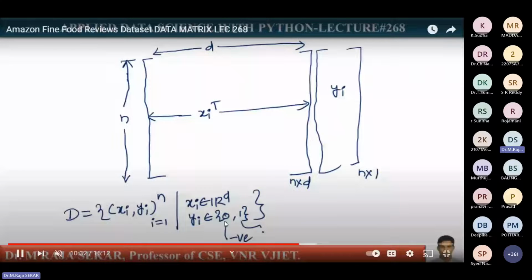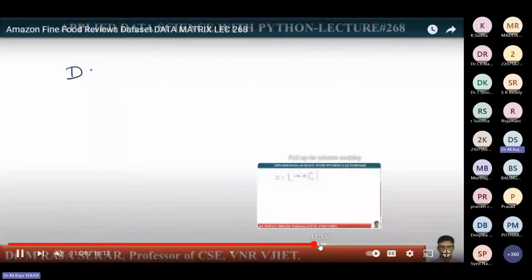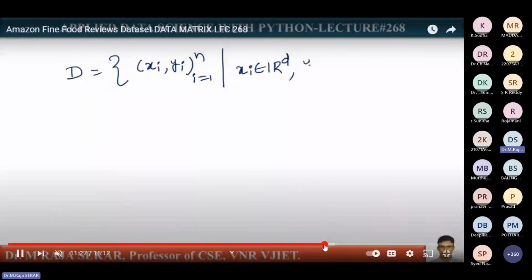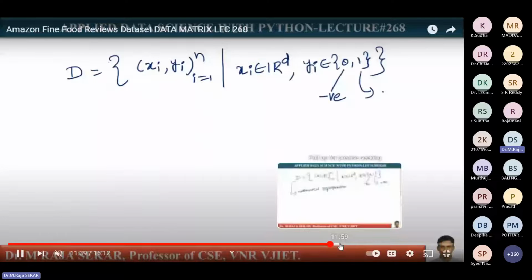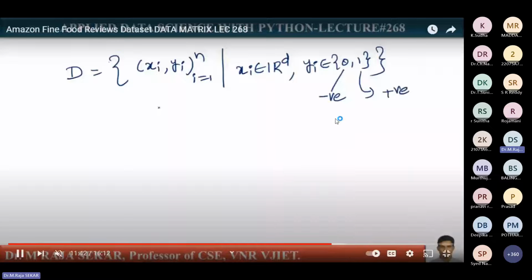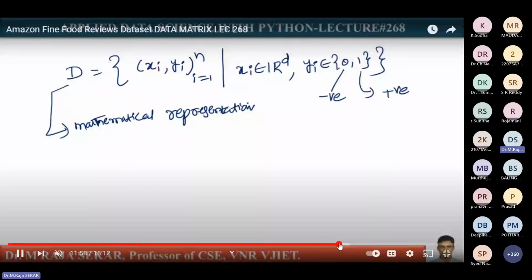This n cross d matrix and n cross 1 column, I am representing just like a set. Capital D equal to xi comma yi, i equal to 1 to n, xi belongs to R power d, yi belongs to {0, 1}. Just try to understand this. Yes, this is my data set. Vice versa also works, it doesn't matter. Anyway, this is my data matrix, the mathematical representation of the data matrix.